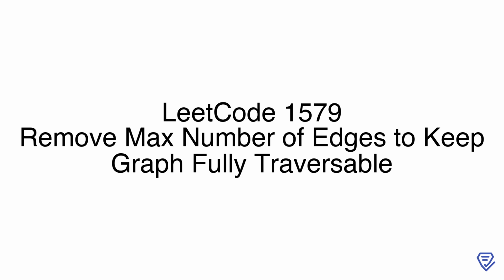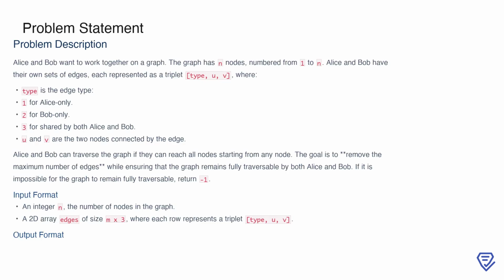Let's get started. The problem revolves around Alice and Bob working together on a graph that consists of n nodes, numbered from 1 to n. The graph has edges, each represented as a triplet, type, U, V. Here, type specifies who can use the edge. Alice-only edges are denoted by 1, Bob-only edges by 2, and shared edges, usable by both Alice and Bob, are denoted by 3. The nodes U and V are the two endpoints connected by the edge.